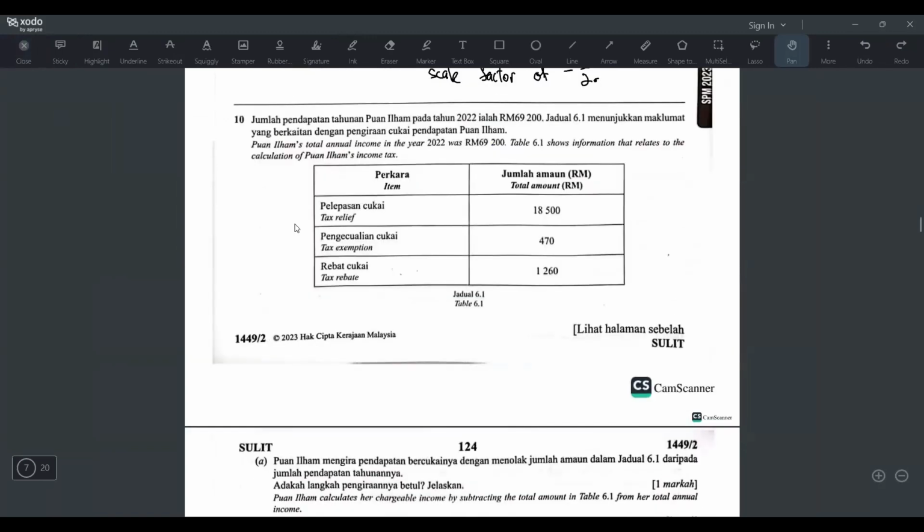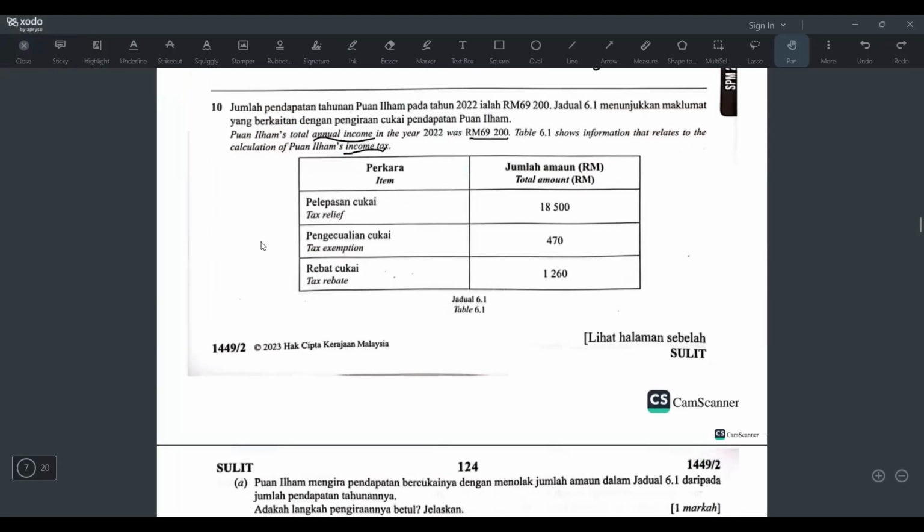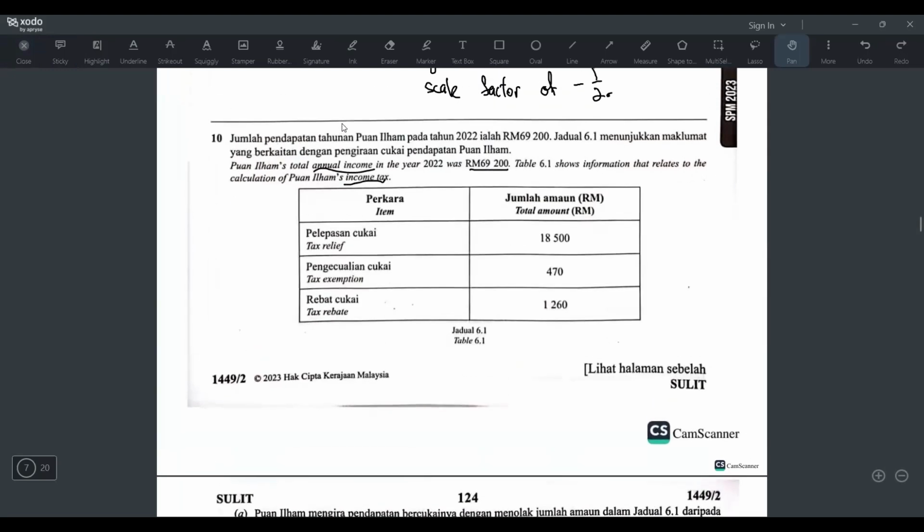Okay, let's do number 10. So let's read the question. Puan Ilham's total annual income in the year 2022 was 69200. So this is the annual income, satu tahun punya income. Table 6.1 shows information that relates to the calculation of Puan Ilham's income tax. So this one is definitely which chapter? Tax punya chapter, cukai, form 5 bab 4, cukai. And this one is under income tax.